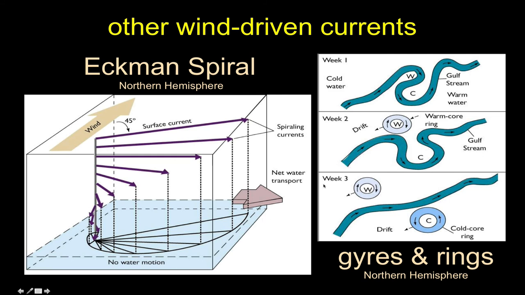We have things like Ekman spirals. Here we go. We can imagine, in this case, a cartoon version, some surface waters moving in a current. And in this case, this is the Atlantic in the northern hemisphere.